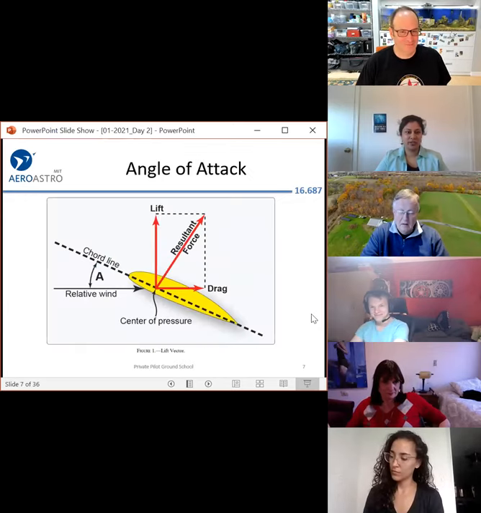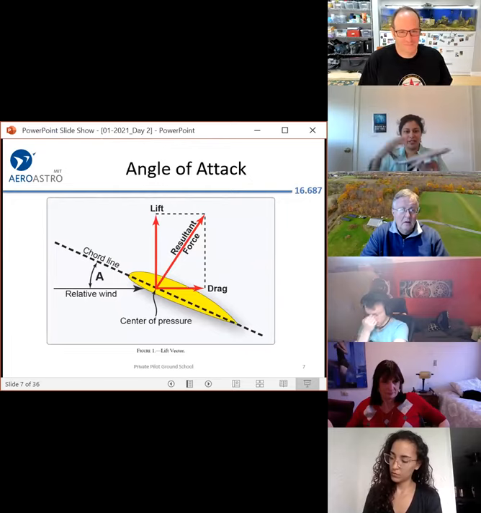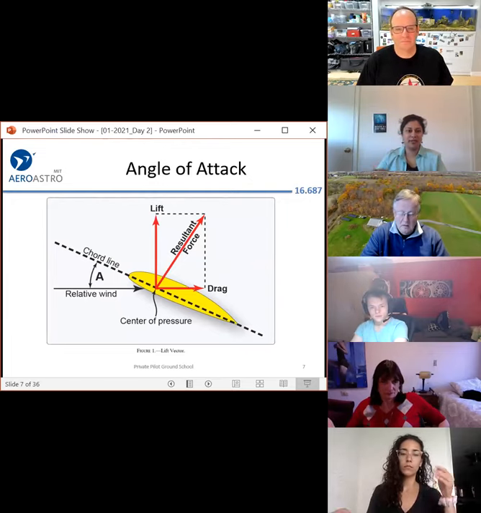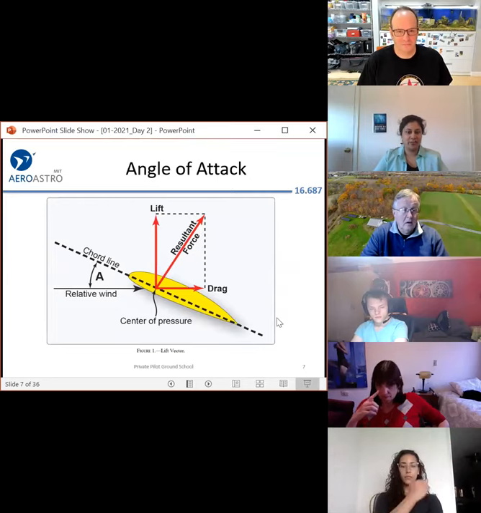Just as a quick recap here, you can see the chord line going through. That yellow is showing what you'd see if you took an airplane wing and cut it. So you're looking at the shape of the wing. You see the leading edge at the front and the trailing edge at the back.